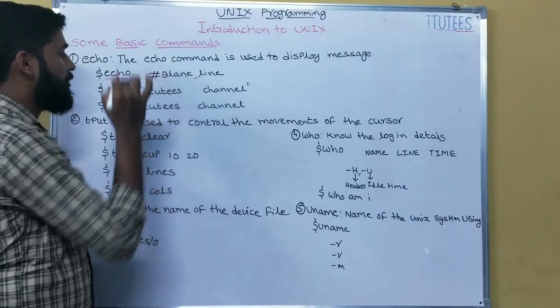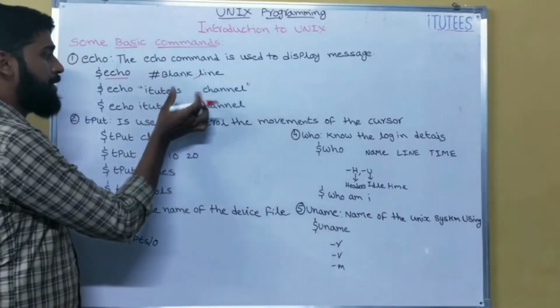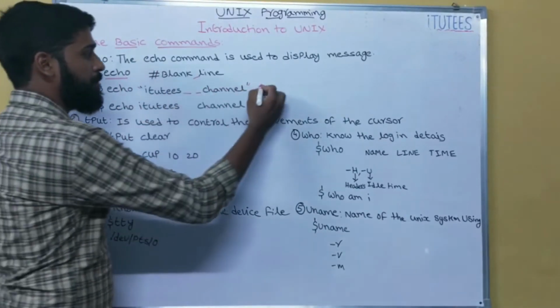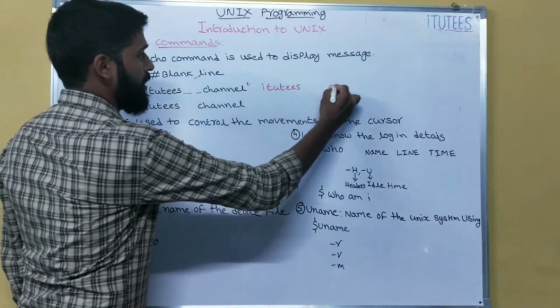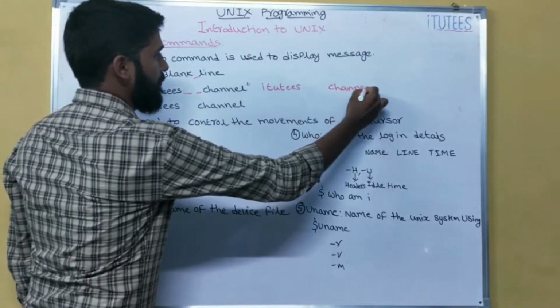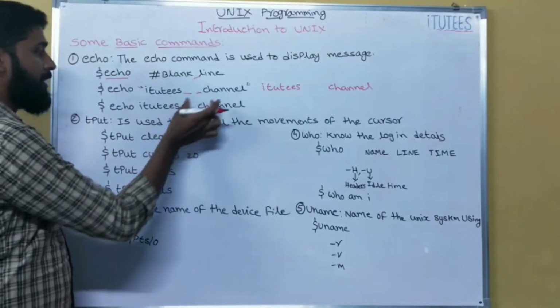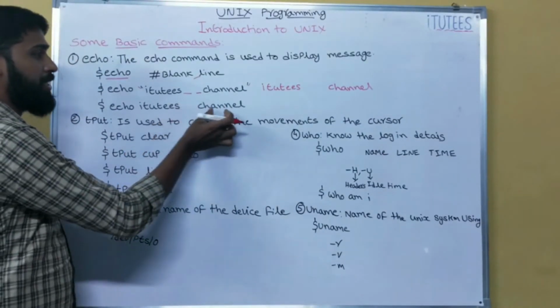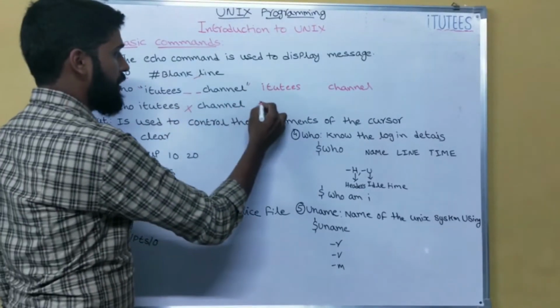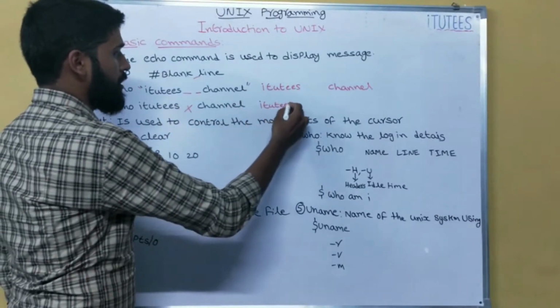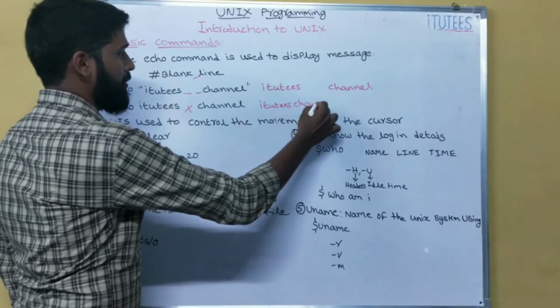If you give it in double quotation marks, it prints with the spaces. That means it prints like this: ITUTEES, three spaces, channel. If you give ITUTEES spaces channel directly, then it removes these spaces and returns ITUTEES space channel.